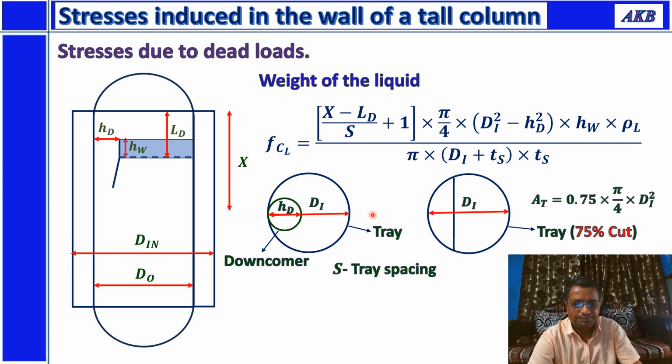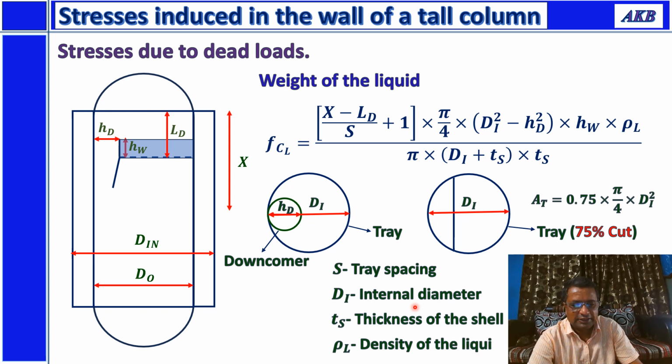weight of the liquid. So in this equation, S is the tray spacing, di is internal diameter, ts is thickness, and rho L is density of the liquid. All other terms are clear. Terms like HW, HD I have shown in this figure, so that's why I have not listed them over here. Okay, so I hope now you know how to calculate the stress that is induced due to weight of the liquid on all the trays that are lying within this distance.